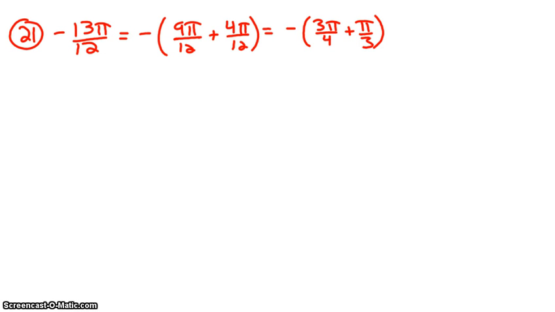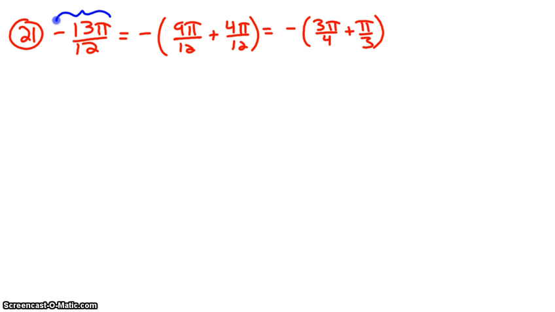Welcome to our continuing videos on solutions for page 404. In this video we'll be dealing with number 21 and number 23. If we look at the start of the problem, it only gives us a negative 13 pi over 12.